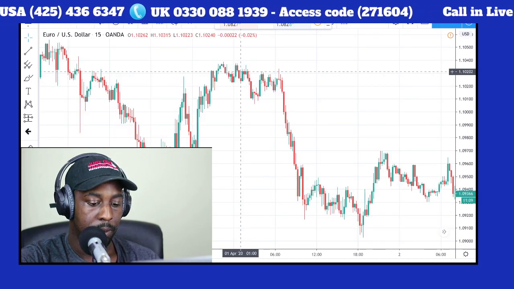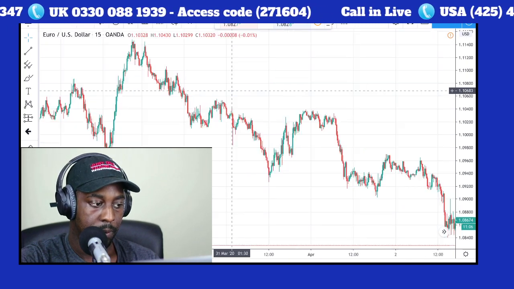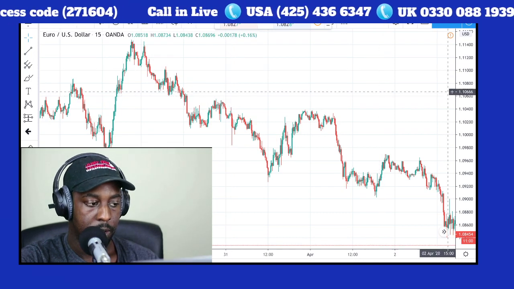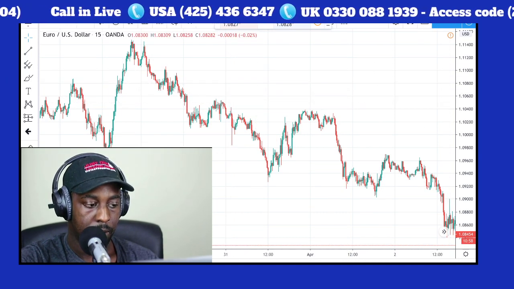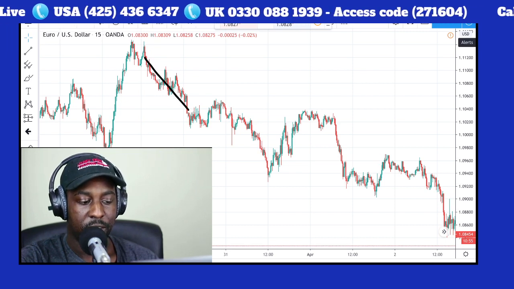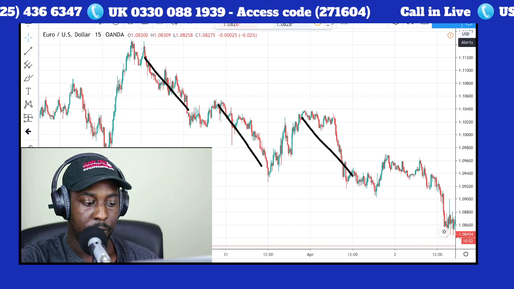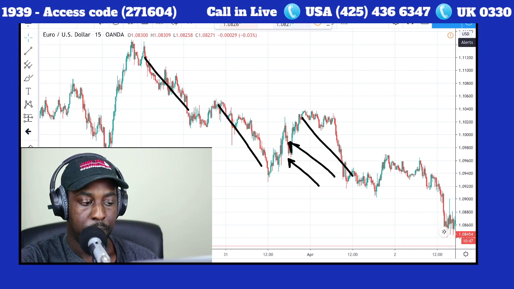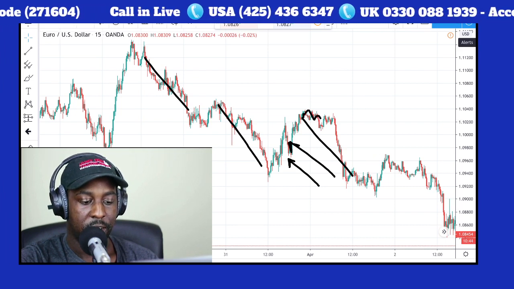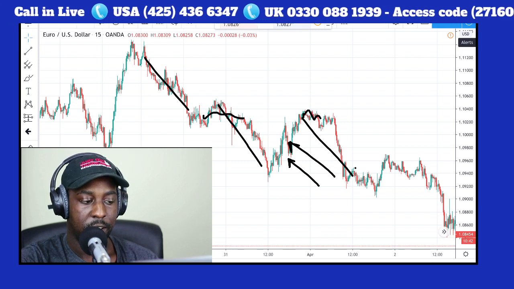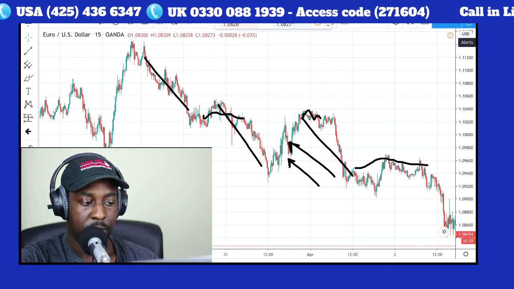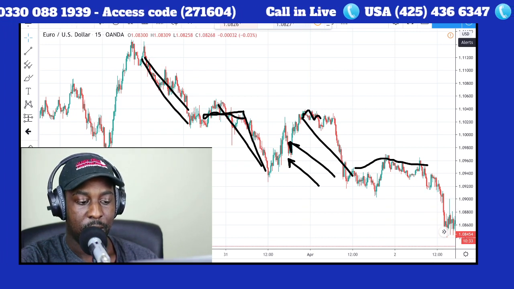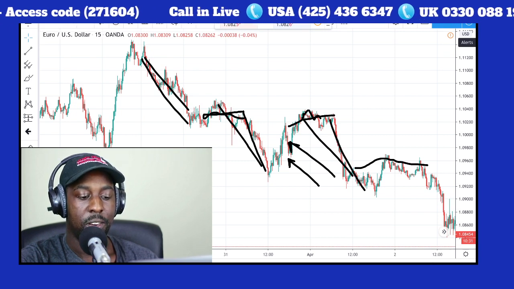Let's zoom out a little bit. Going back from last week, just notice how price has been moving down. Is it going down in one direction? No. What do we have? We've got opposing price action, consolidation, consolidation, consolidation. Notice down, consolidation, down, consolidation, down, consolidation, down.